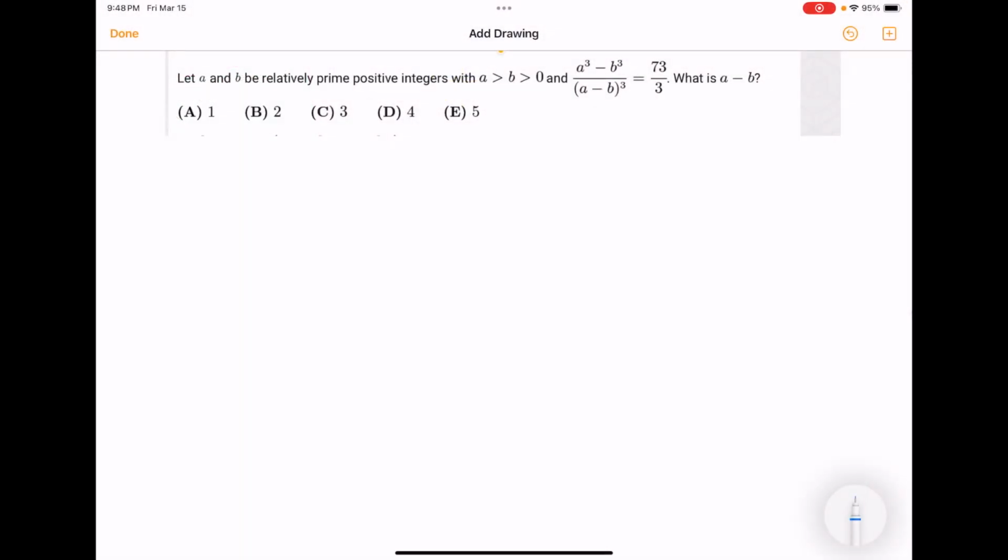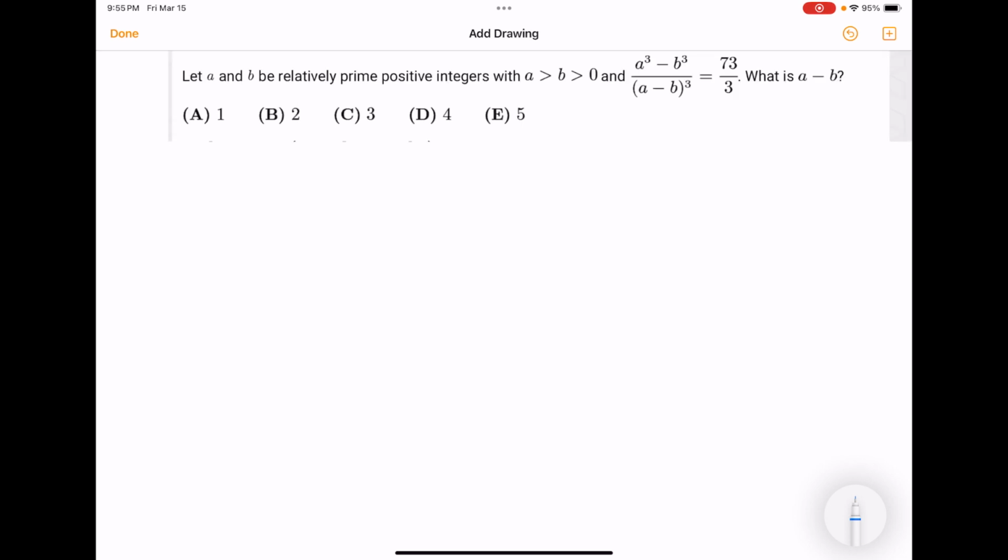The problem states, let a and b be relatively prime positive integers with a greater than b greater than 0, and a cubed minus b cubed over the quantity of a minus b cubed equals 73 over 3. What is a minus b?